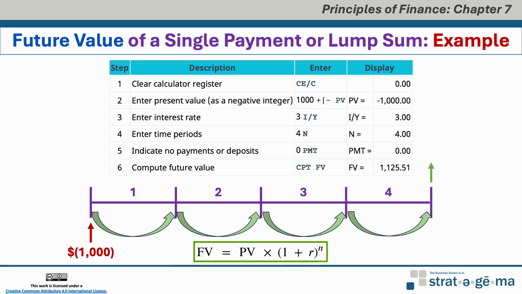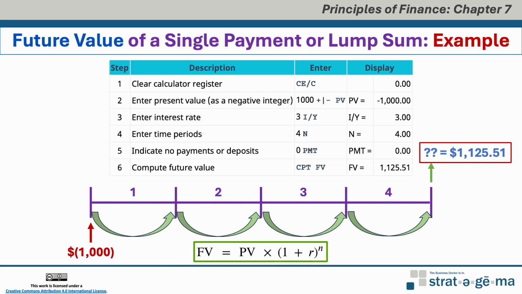There is a reason why, even though there is no payment, I recommend putting in a value for every variable: in case you forget to clear the TVM functions or reset your calculator, you'll have a phantom or residual number in there, and that is something we don't want. So let's go from left to right. 4 N, 3 I/Y, 1,000 plus minus PV, 0 PMT, and then compute the future value, and 1,125.51.